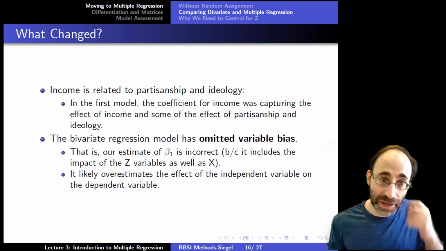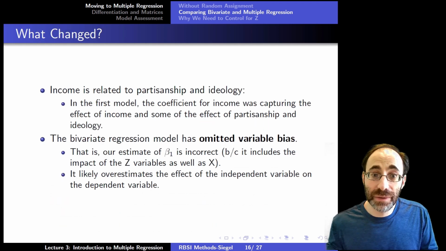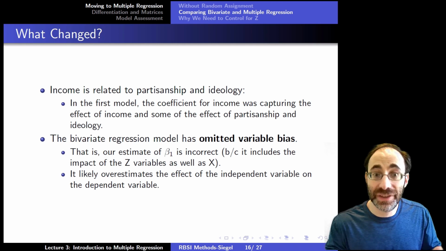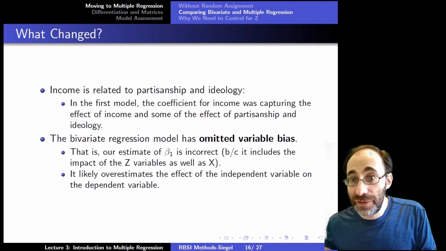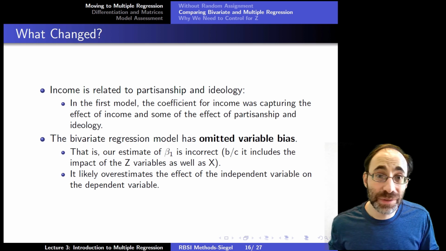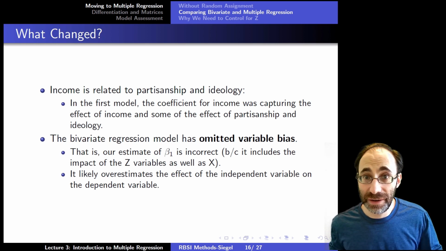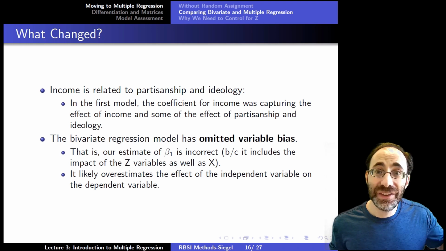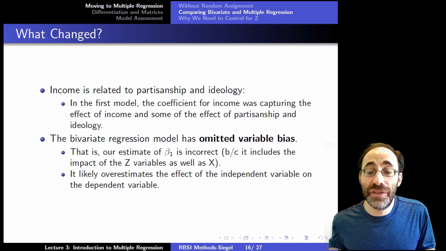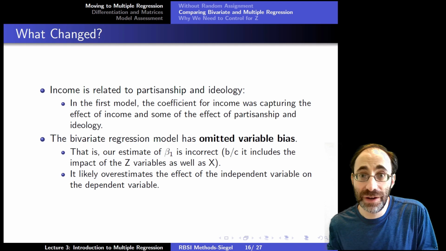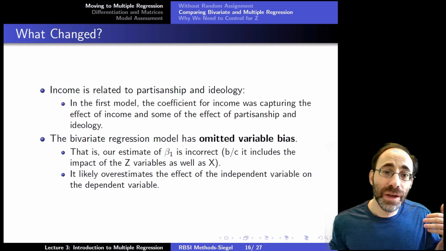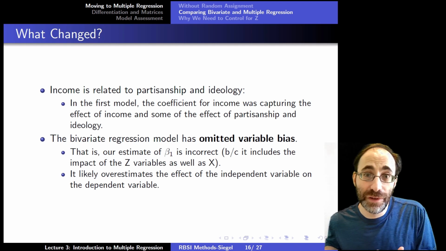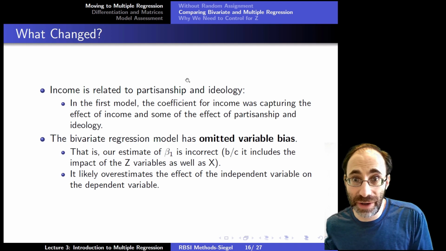What happened? What changed there? Well, what changed is that income was related to both partisanship and ideology. In the very first model, the coefficient for income was capturing not just the effect of income on vote, but also some of the effect of partisanship and ideology on vote. So it's artificially inflated to seem much more important than it was. We call that omitted variable bias.